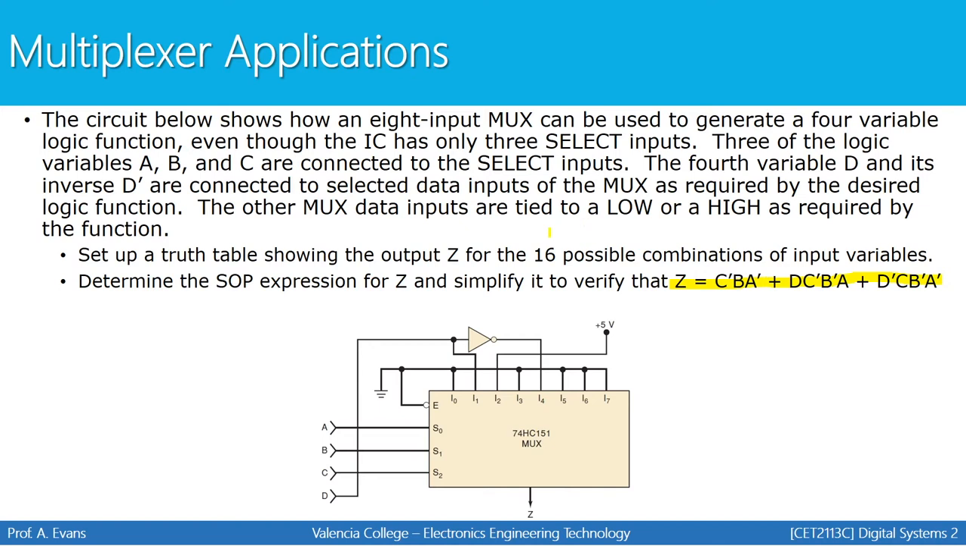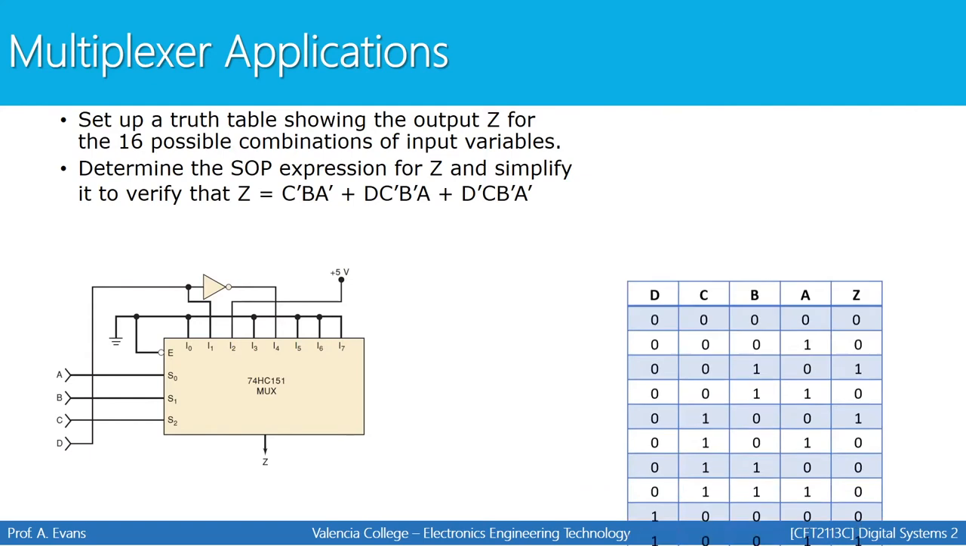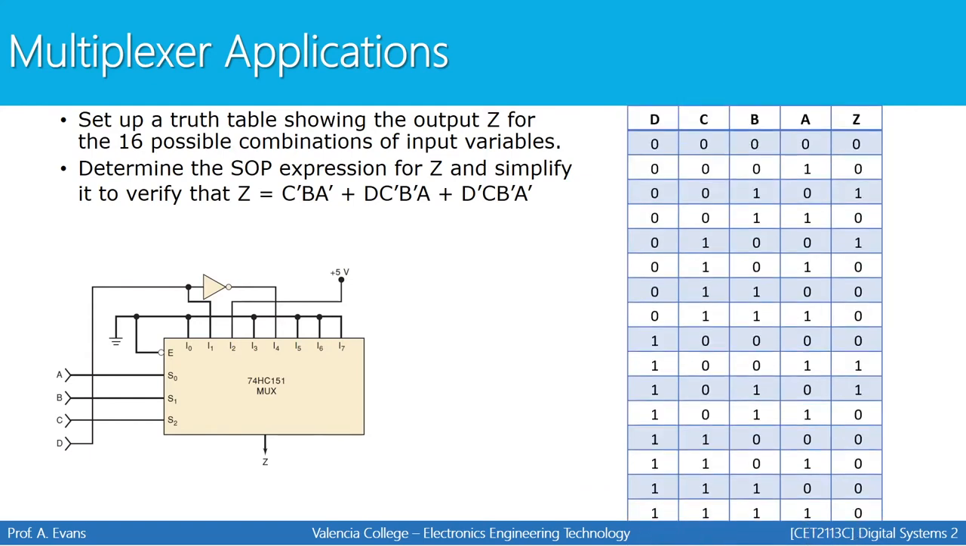And the first thing you're going to want to do is create a truth table showing your output Z for every possible combination of the input variables A, B, C, and D. So that's where we're going to start. Here's my truth table. What you're going to want to do is walk through this one step at a time.